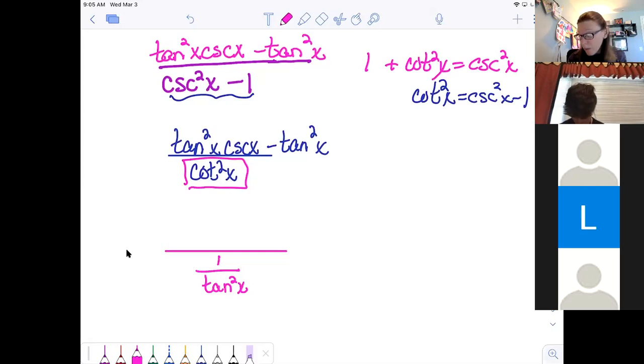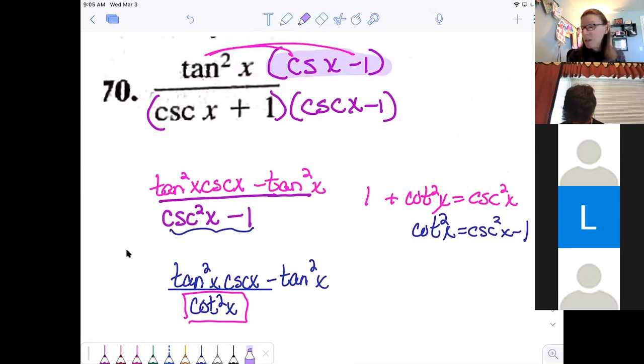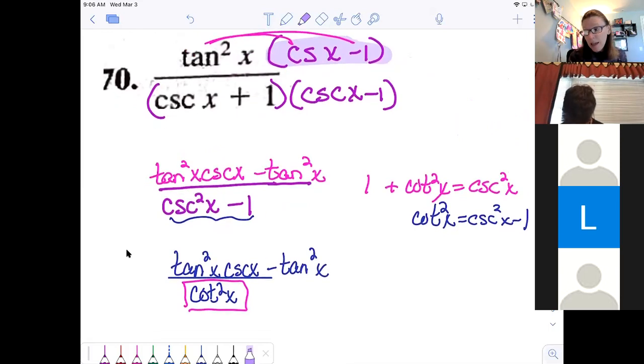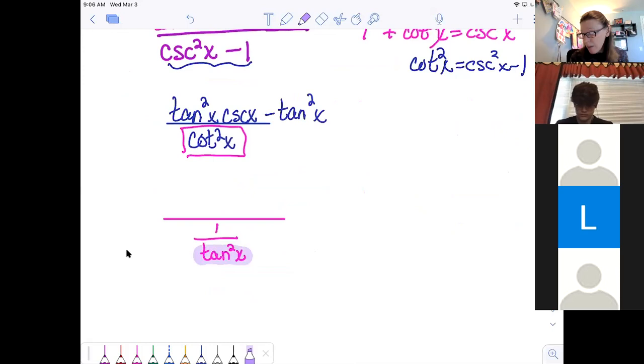Now, if you look at the top, we distributed the tangent through the parentheses initially, once we multiplied by the conjugate. I'm going to say, let's take that tangent back out, because I can see that there's a tangent squared in the denominator. So instead of having it distributed through, let's keep the tangent squared separate from the numerator as well. So if I pull it back out, we end up with the cosecant minus 1, because that's the conjugate we initially multiplied by.